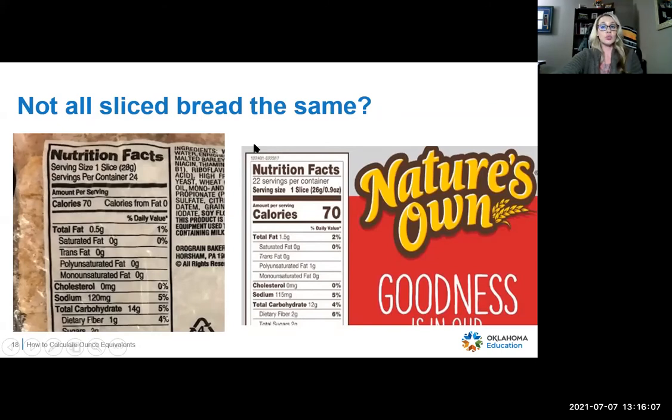Again, we've had this issue with schools that they were not buying the correct bread. So if they were doing toast for breakfast, they would have to do 1.5 if they were serving the one on the right. The one on the left is okay. And we have seen this a lot.